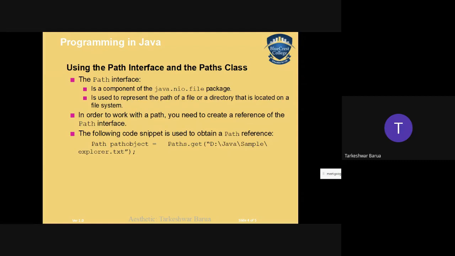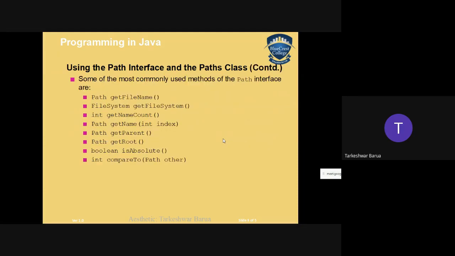In order to work with a path, you need to create a reference of the Path. See this example, we are creating a path first: Path object name equal to Paths.get. So this is the path of the file. Once we get the path of the file, then we can start operations on that file. We can read, write, update, append, delete, anything you can do.